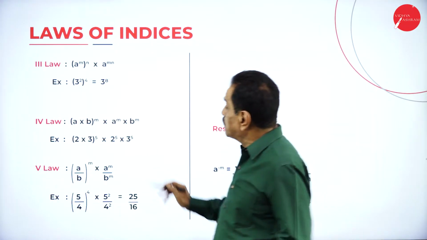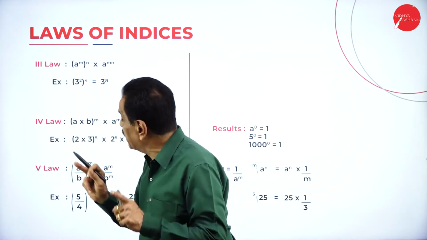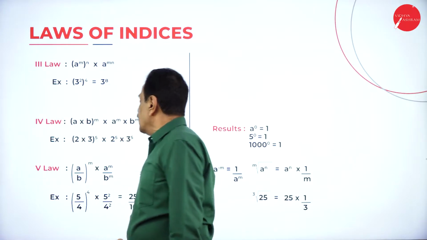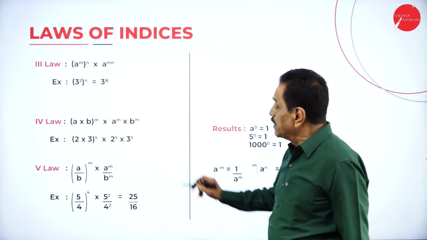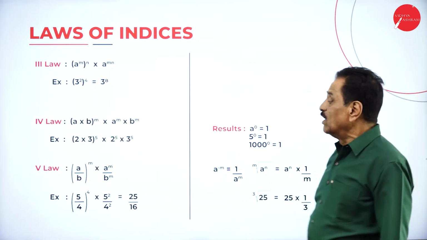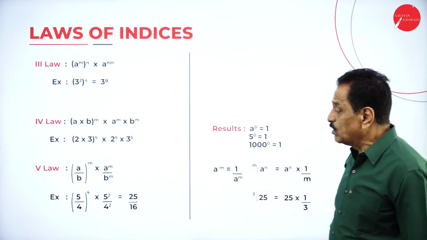This (a to the power of m) to the power of n is a to the power of mn. See that it should be in the bracket. You should be very careful with the bracket. 2 fours are 8, that is 3 to the power of 8. (ab) to the power of m is a to the power of m into b to the power of m. 2 into 3 to the power of 5 is 2 to the power of 5 into 3 to the power of 5.